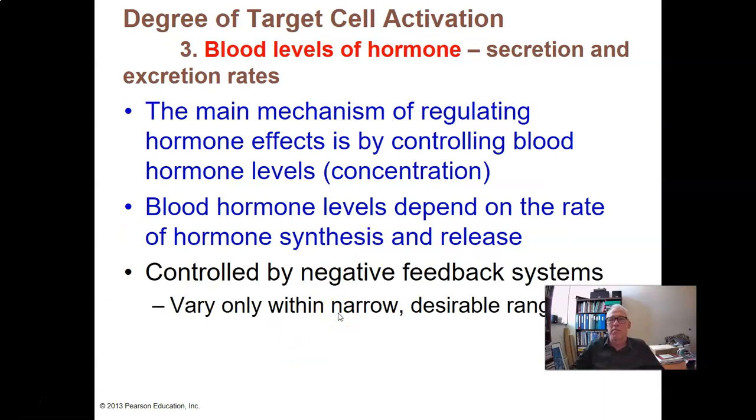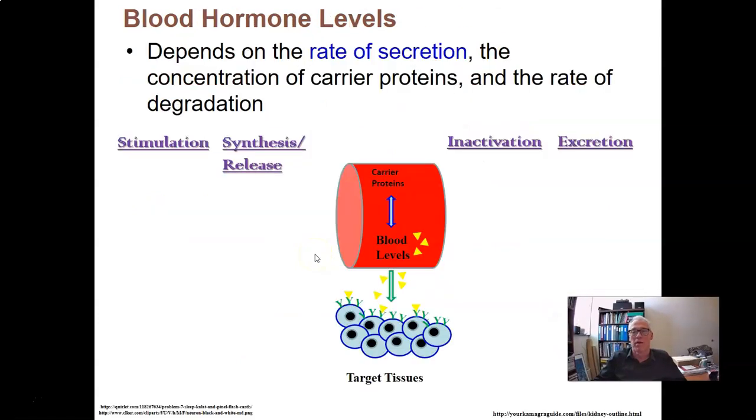Finally, blood levels of hormone. This is the main mechanism of regulating hormone effects. The body can regulate those hormone effects, and that's how it's done, by changing the blood concentration or level of the hormones. How is that done? It's done by changing the rate of synthesis and release of the hormone. Endocrine glands will be activated, release more hormone, blood levels will go up, we'll have more cell response. Negative feedback systems keep the hormone levels at approximately the same window range all the time, except under certain conditions when some hormones are designed to change the levels quite a bit in the circulation.